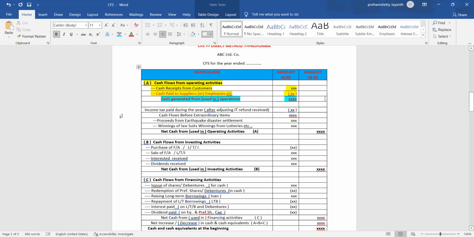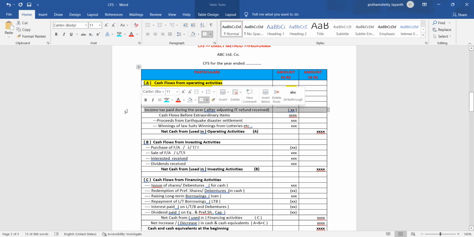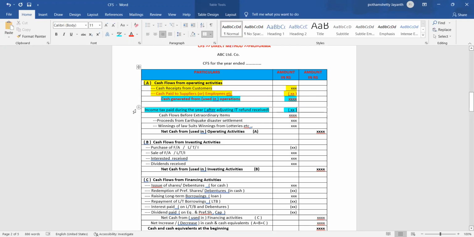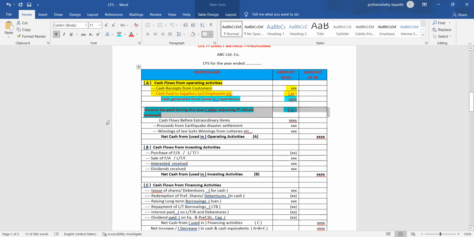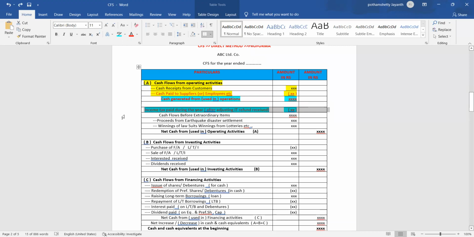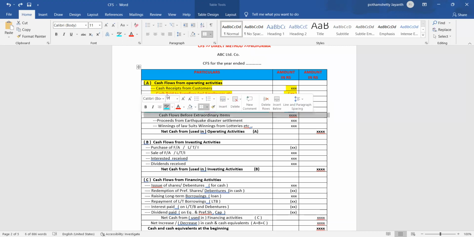From cash generated from operations, you deduct income tax paid during the year. If any income tax refund is there, you deduct that and take only the paid value. Income tax paid you need to take here. After that, whatever you get will be treated as cash flow before extraordinary items.